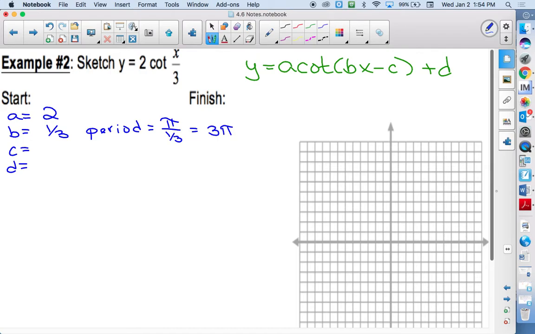C and D are still 0 because there's no parentheses, so it can't be a C. There's not a number being added outside. If there were, that would just change that center of the graph and shift it up, so like the x-axis just gets shifted up or down.